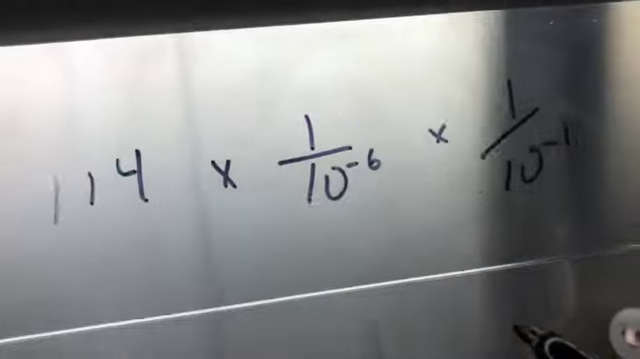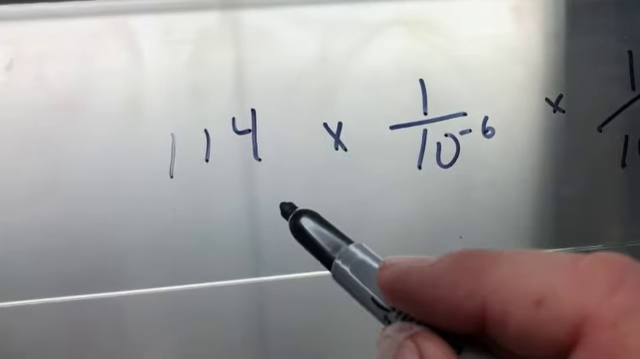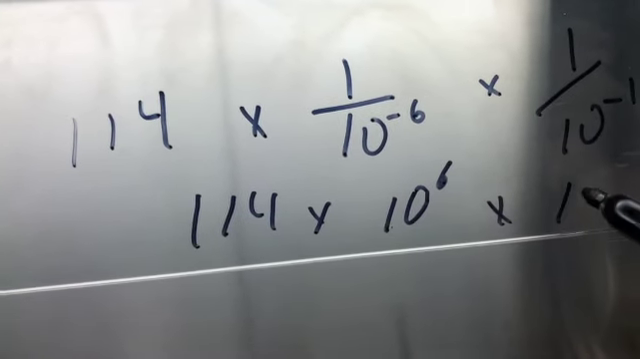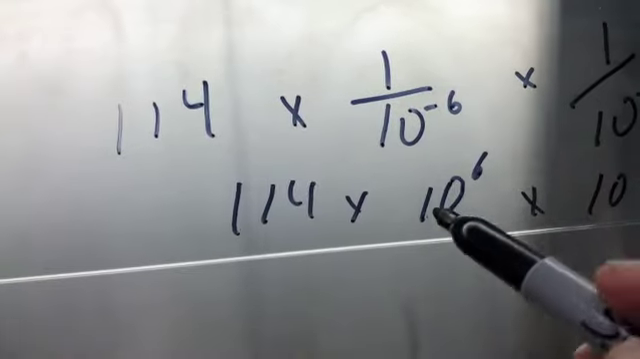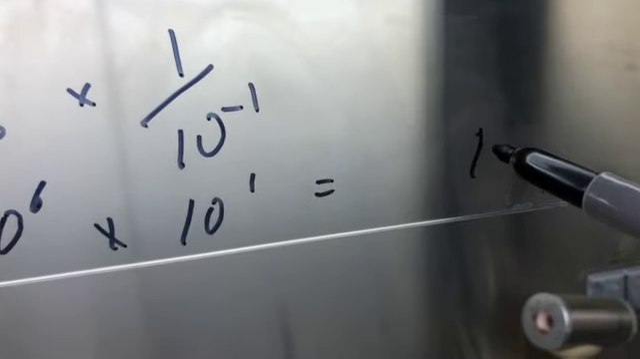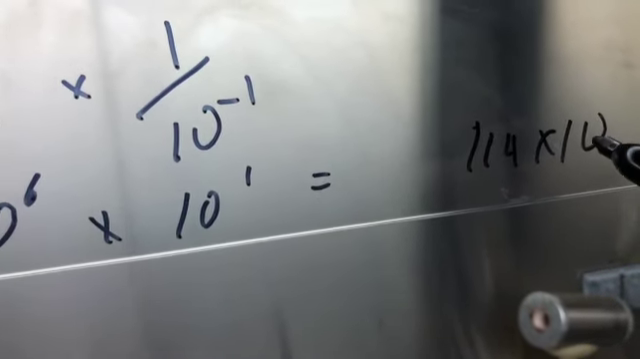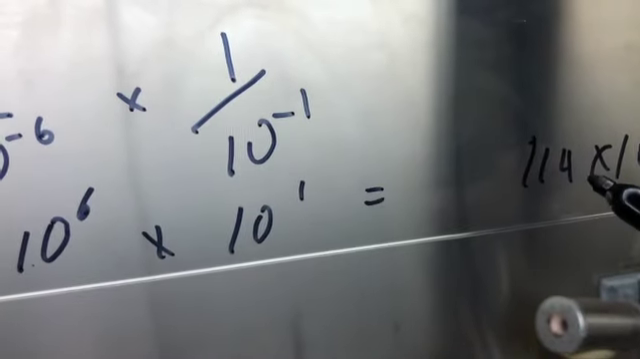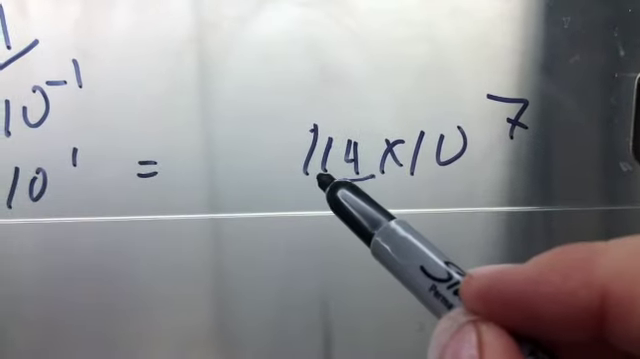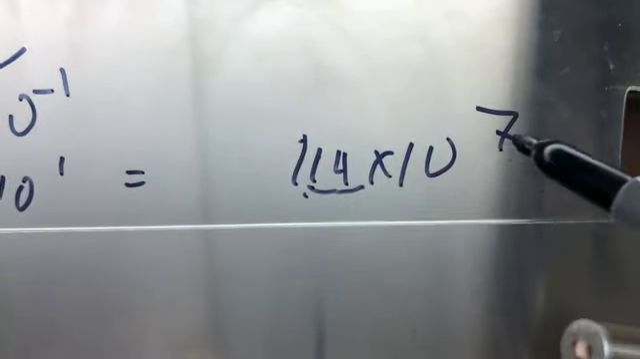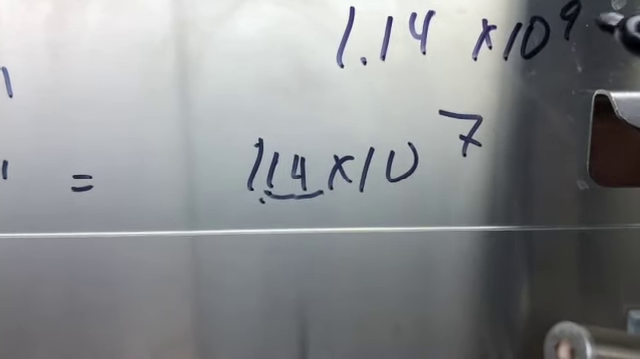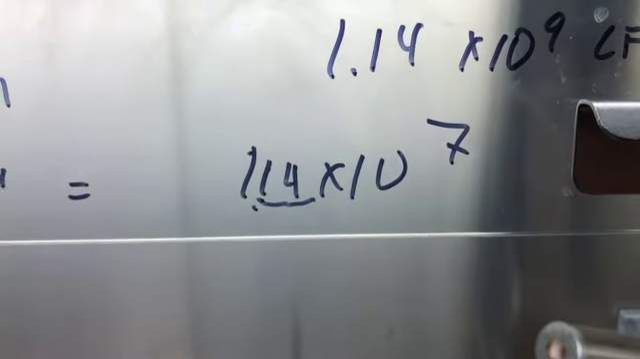Anytime you do exponents, the exponents go to the top, and so we get 114 times 10 to the 6 times 10 to the 1. And then we add exponents when we're multiplying. So this is equal to 114 times 10 to the 7th. But we're not in proper notation here, so we have to move this decimal over 2 places. So we decrease this, so we have to increase this. So that's going to be 1.14 times 10 to the 9th. And that's colony forming units per milliliter.